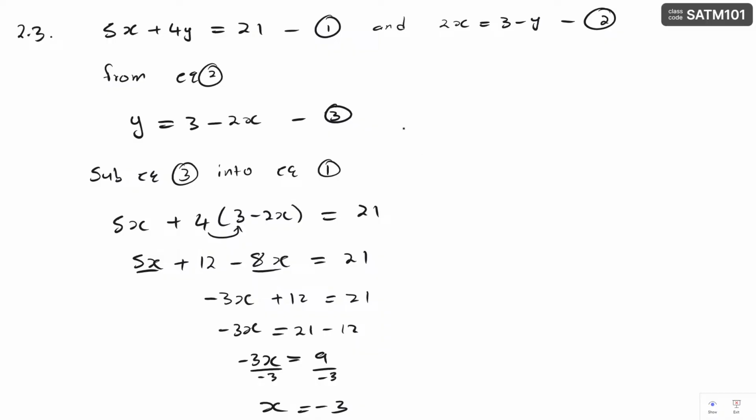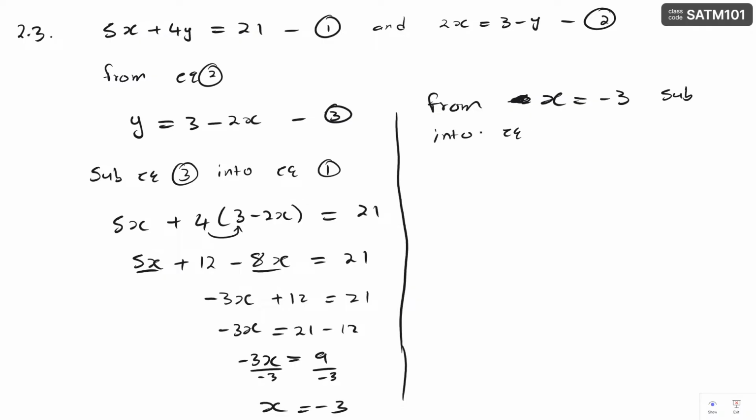So now we are going to do what? From x is equal to negative 3, I'm going to substitute that number where? Into equation 3. So we're going to substitute from x is equal to negative 3 into equation 3. So here now we're going to say y is equal to what?